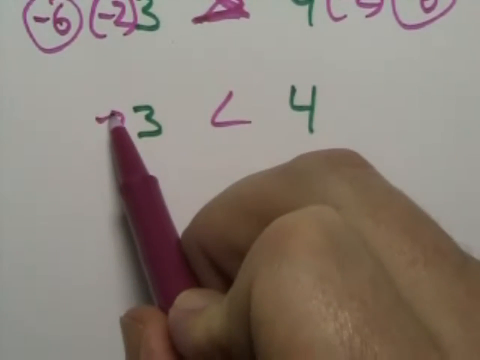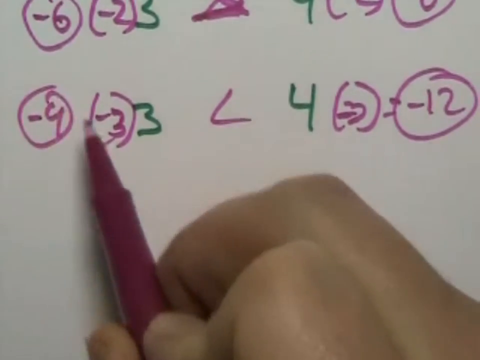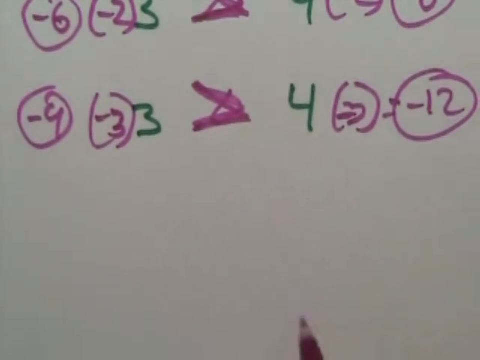Same thing here. If I multiply by negative 3, that gives me negative 12, and on this side, it gives me negative 9. So this is not correct. Negative 9 is more than. So I have to reverse the arrow.